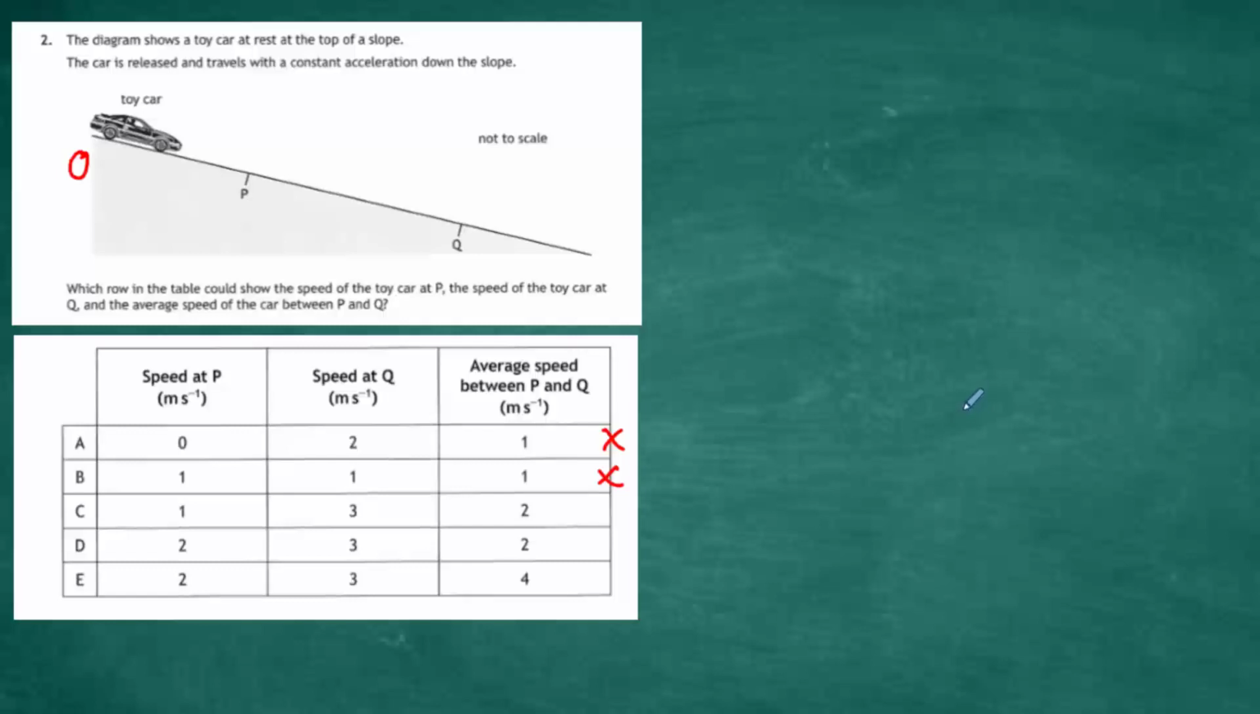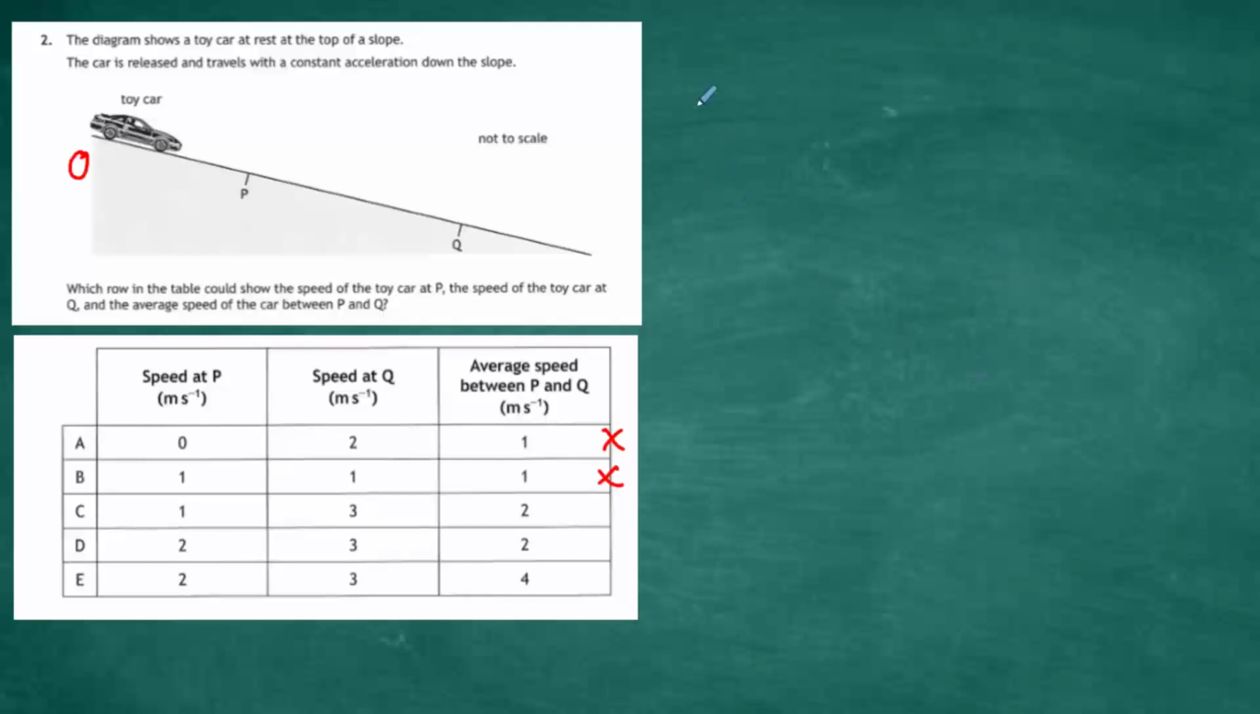The rest of the responses, well, they seem correct because the speed at P is 1 and it's increased its speed to 3 at Q. And speed at P is 2 and it's increased its speed to 3 at Q. Speed at P is 2 and it's increased its speed at Q to 3. So these next three responses are correct. It's the response to do with the average speed between P and Q.